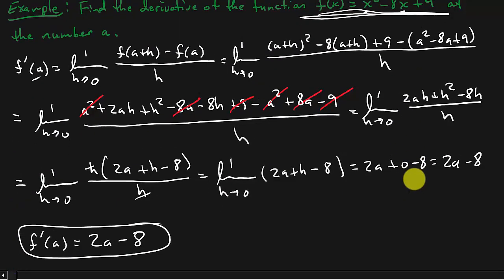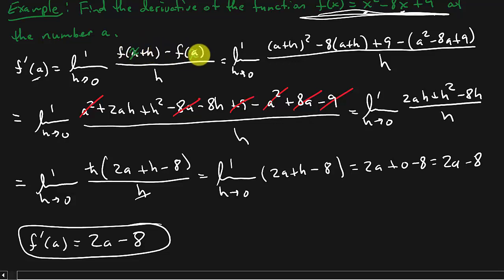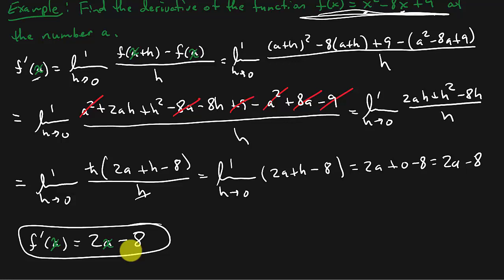Okay, except like I said, the difference that you'll have in the next video is this will be f of x plus h minus f of x. And so basically what you'll do is you'll get your derivative f prime of x, which you would get 2x minus 8 instead of 2a minus 8. Okay, that's one of the main differences in the next video.